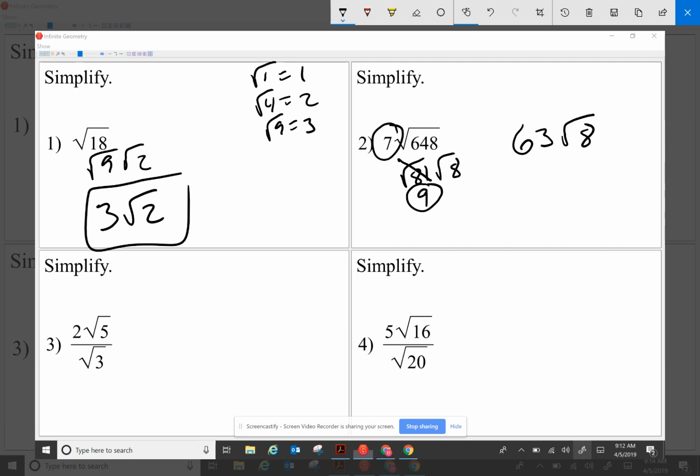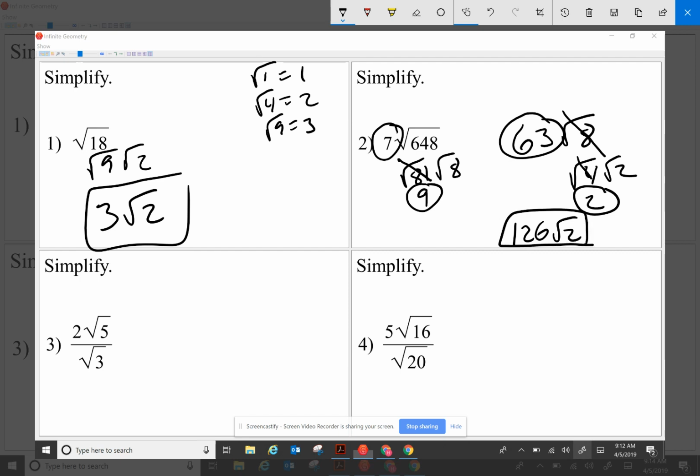I look at my radical, I'm like, I can do better because radical 8, I can split that as radical 4 times radical 2. Square root of 4 is a whole number. I'm going to multiply my whole number with my other whole number, 63 times 2. That gives me 126 radical 2. Our goal is to have our radical as simple as possible. What we mean with that is I cannot split it into two radicals such that one of them is a perfect square.